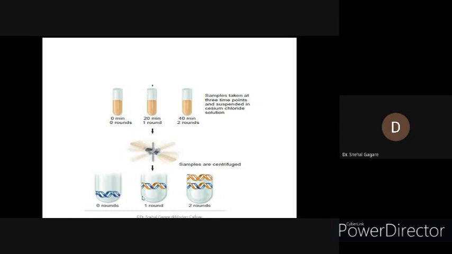After the first round of replication, we have intermediate density. Neither is it heavy nor light. It is in between, so it forms an intermediate band. And after the second round of replication, there are two bands, one intermediate and one light.